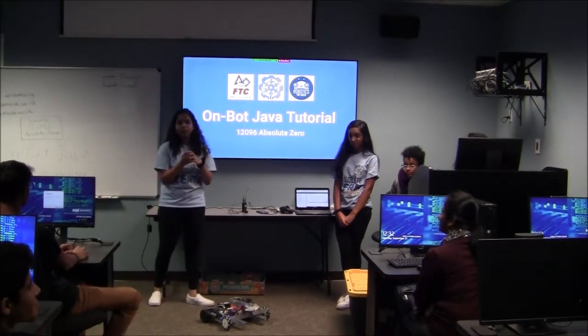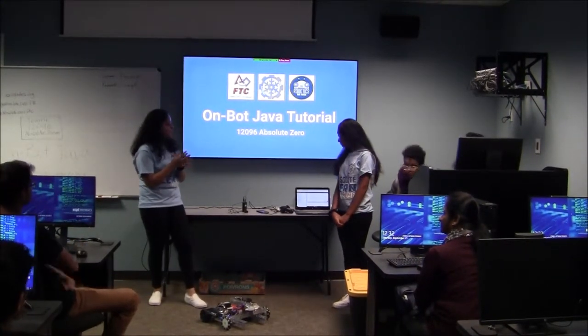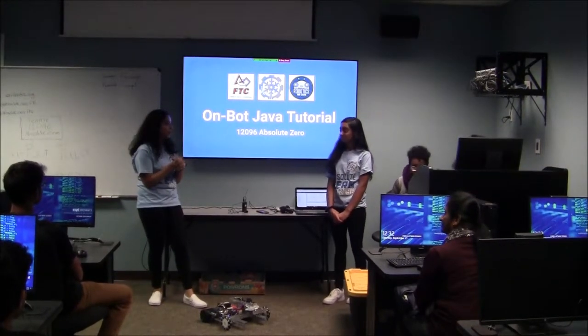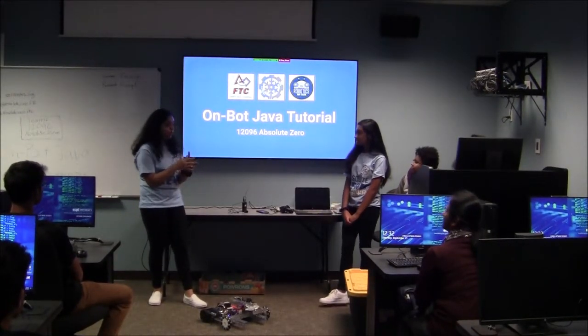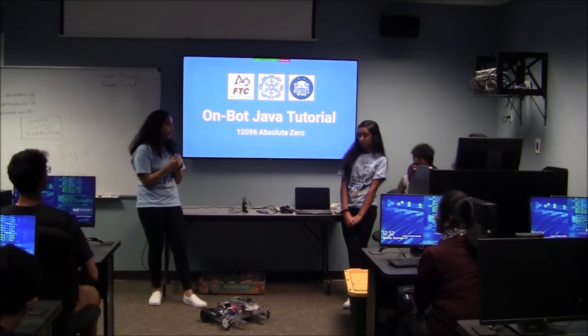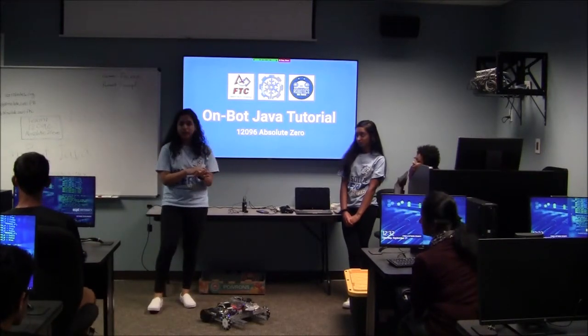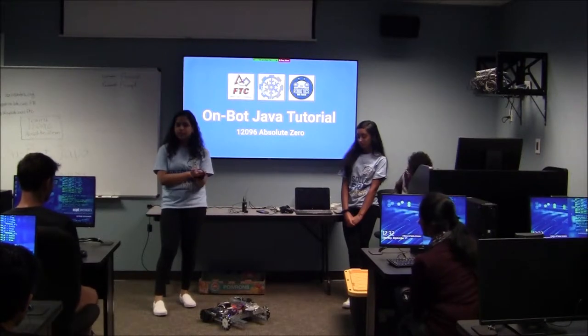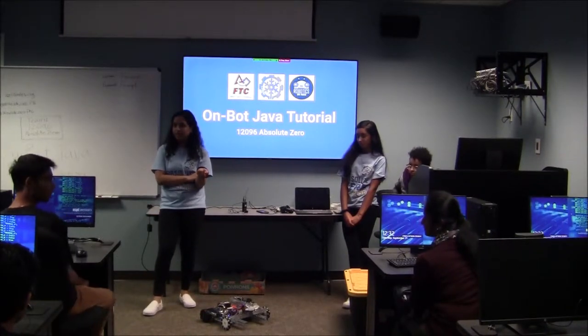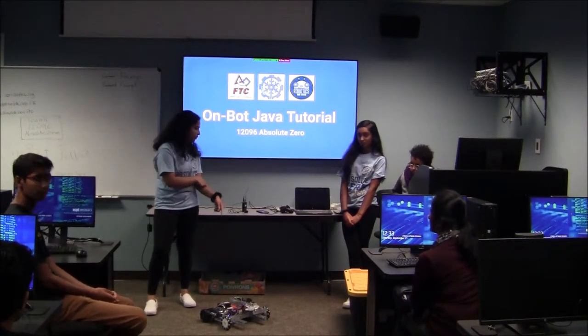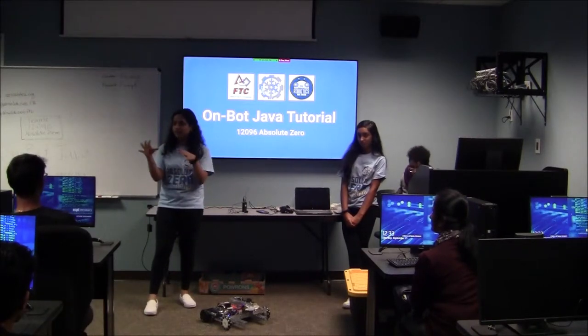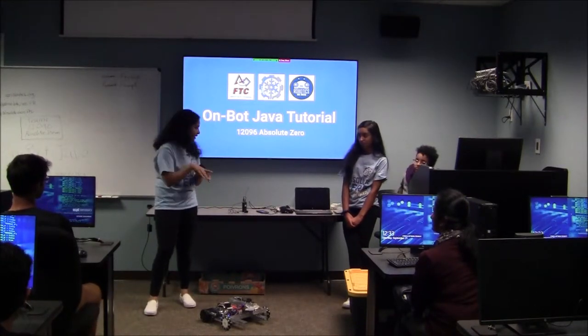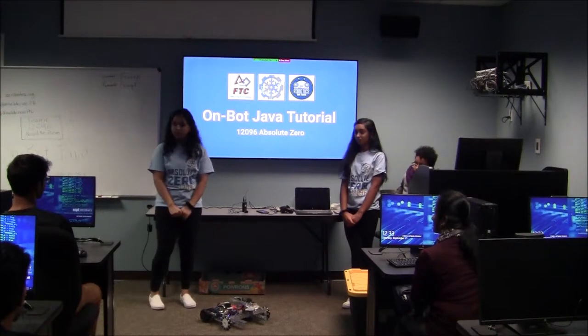Okay. So what we're going to be doing is giving you a brief overview on how to use Onbot Java, and we're going to be talking about the different things you can do with it. Afterwards, we're going to have everyone try to make their own program for this demo robot we have right here. So does anyone have a laptop here with them? If you have a laptop, you'd be able to program. Otherwise, you can just work in groups. And we'll try to help you make a program.